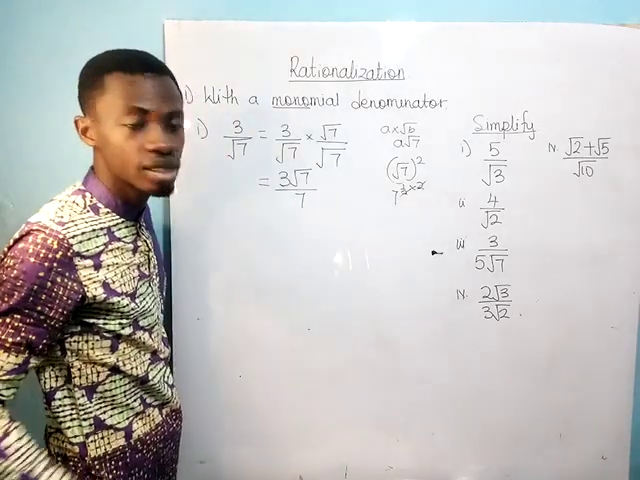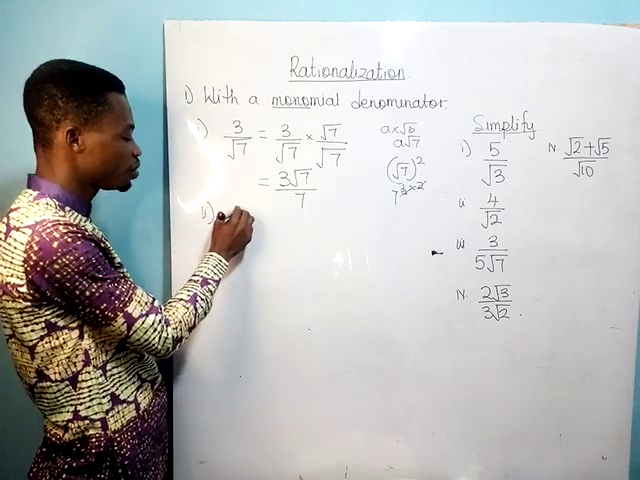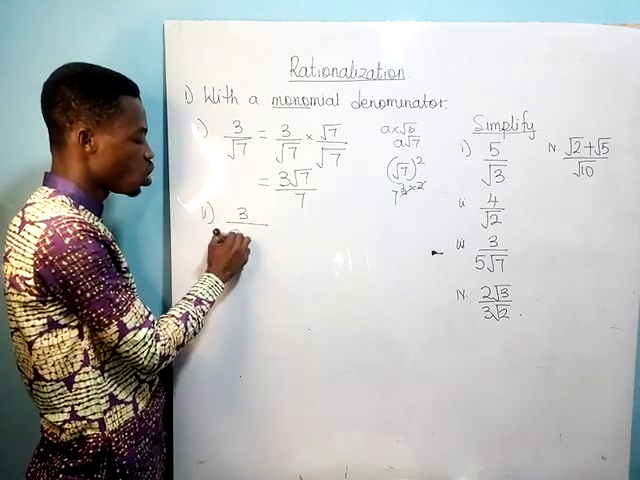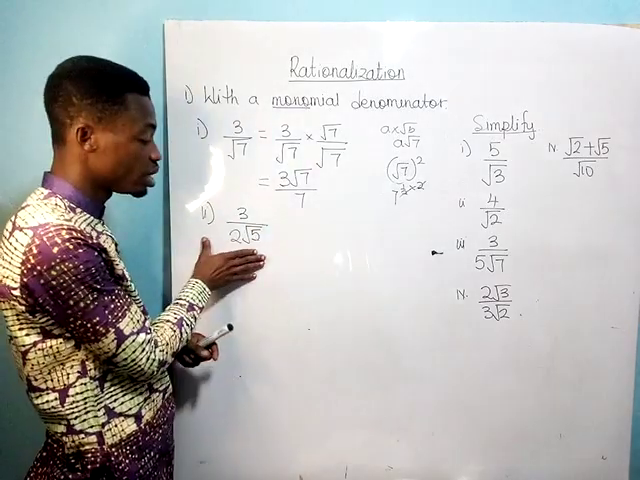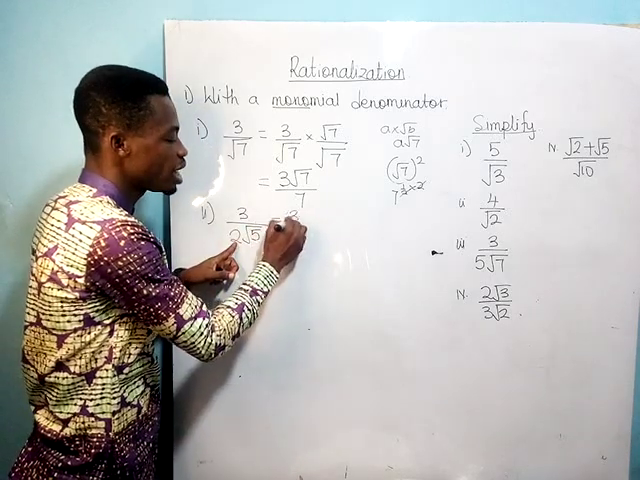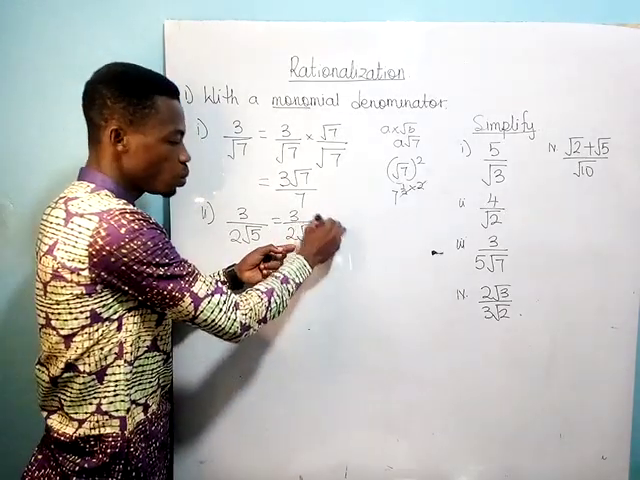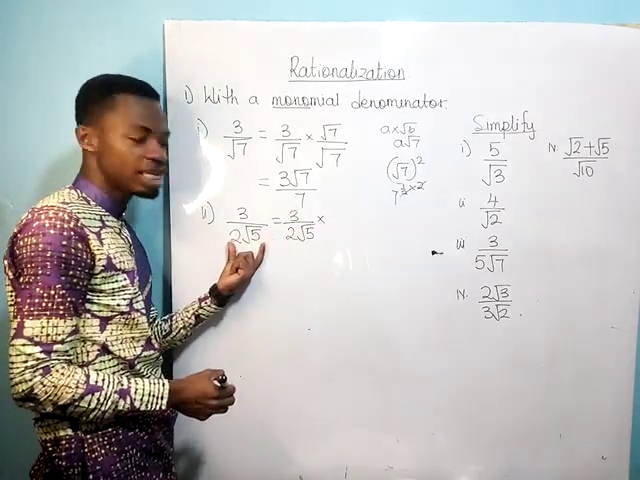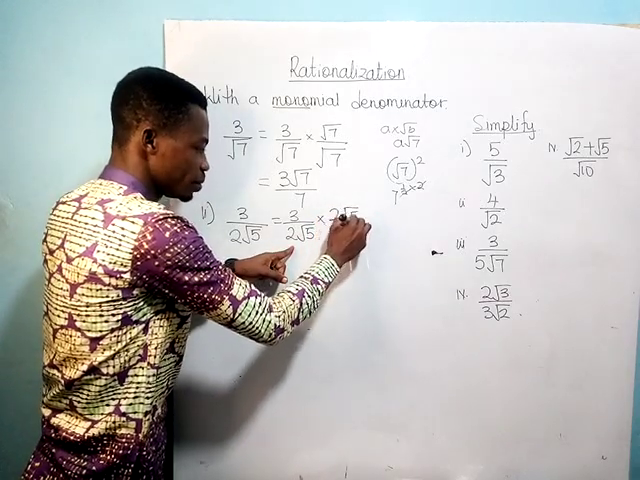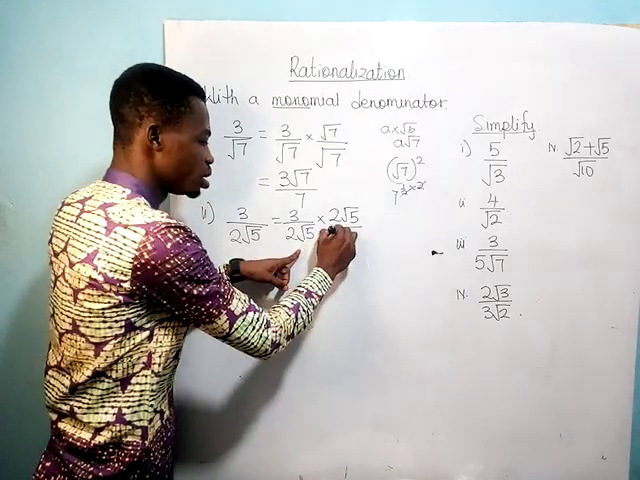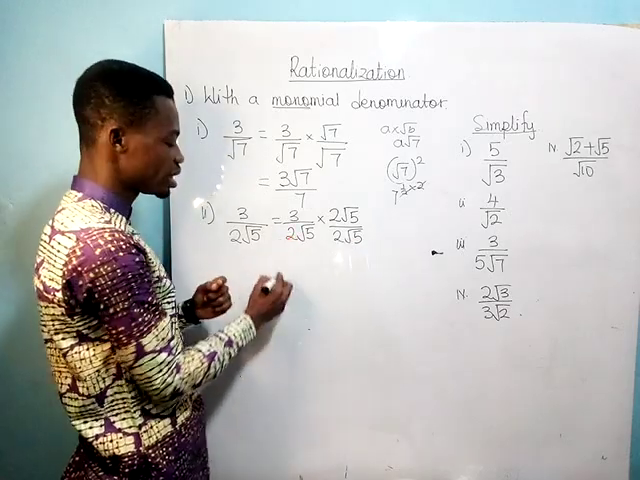Let's pick another question. For II, we have 3 over 2 root of 5. The principle remains the same. We multiply the given fraction containing the surd, both the numerator and denominator, by the denominator of the given fraction. So we have 2 root 5 over 2 root of 5.